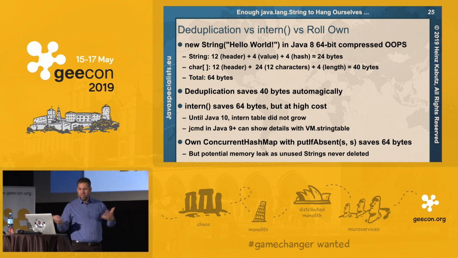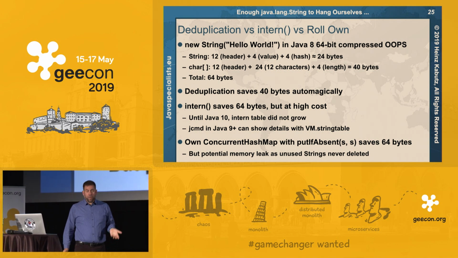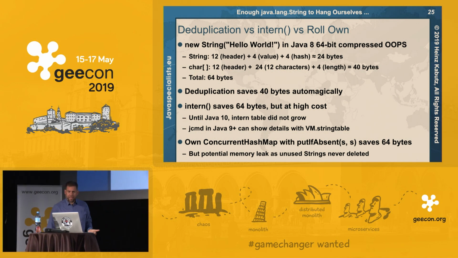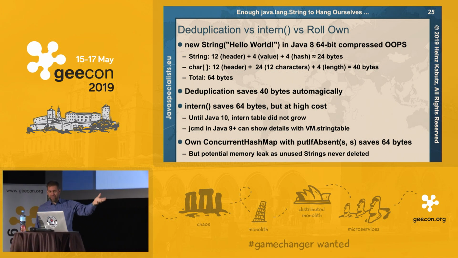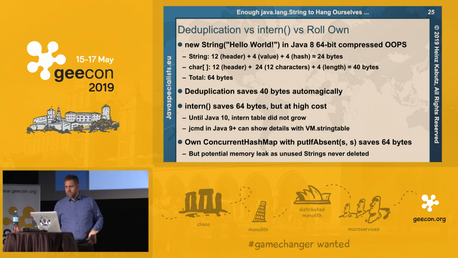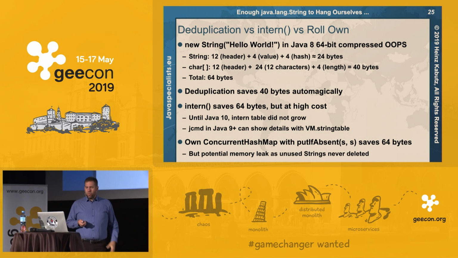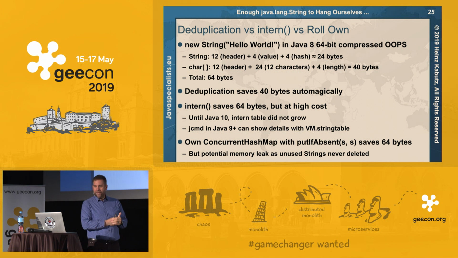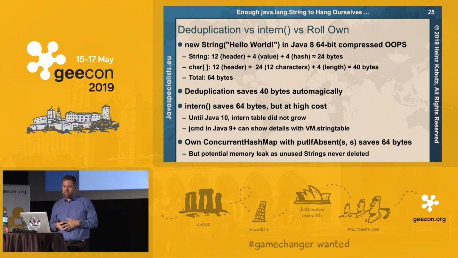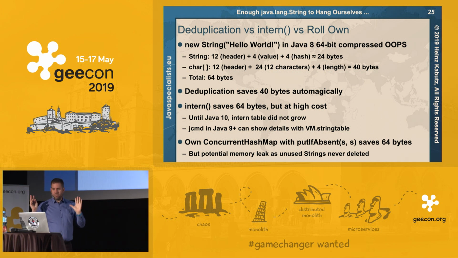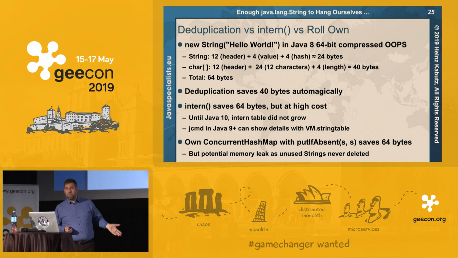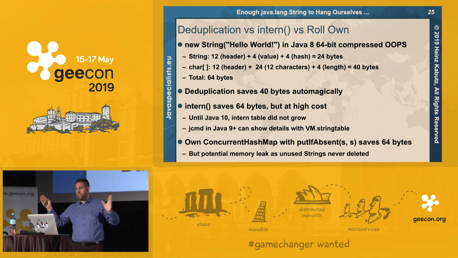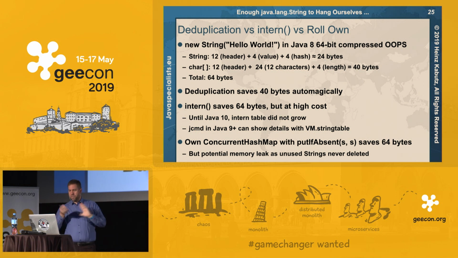Now, deduplication, intern, roll your own: which one's the best? Deduplication only works with G1, and you have to turn it on explicitly. If you look at a string, "hello world", in Java 8 with 64-bit compressed oops, which is what we use most of the time, your actual string object will take 12 bytes for the object header, plus 4 bytes for the pointer to the value, plus 4 bytes for the hash, which is 20 bytes, but it gets rounded up to 24 bytes. The char array is 12 bytes plus 2 times 12 characters, which is 24, plus 4, equals 40 bytes exactly. So it adds up to 64 bytes.